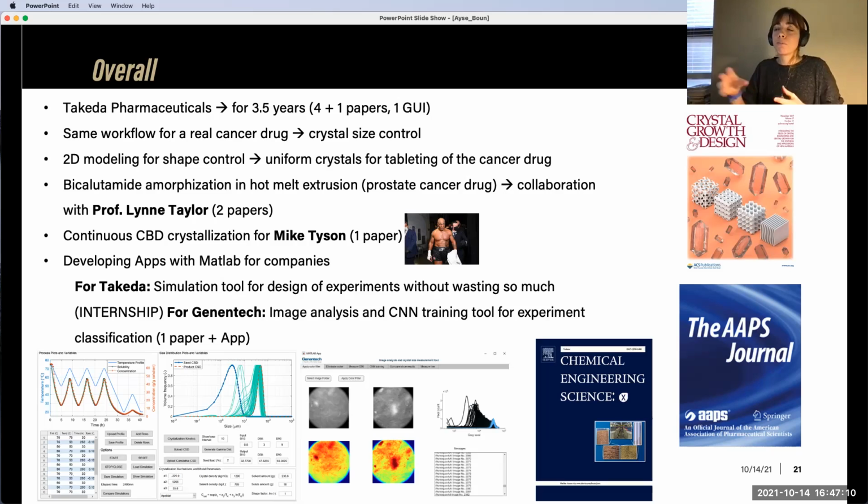And this person from the company literally came and sniffed the CBD to understand if it was pure enough. And that was very interesting to see. I wasn't expecting to see that in a research institution in the US, but it was fun. And that was one fun project. So we are also writing the paper from continuous CBD crystallization.